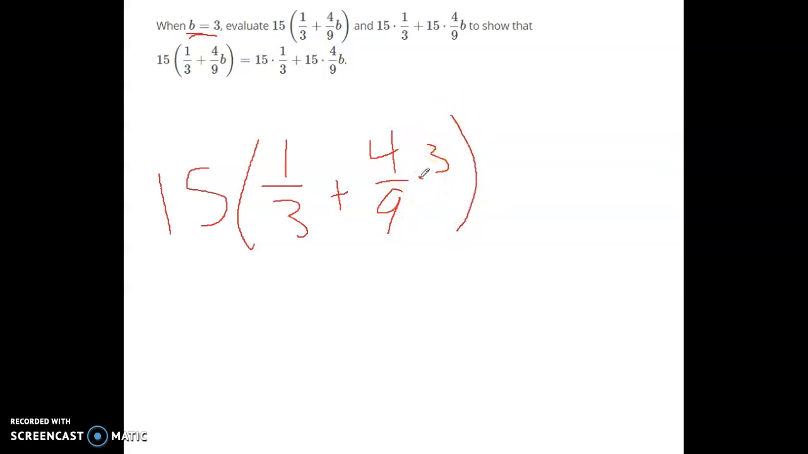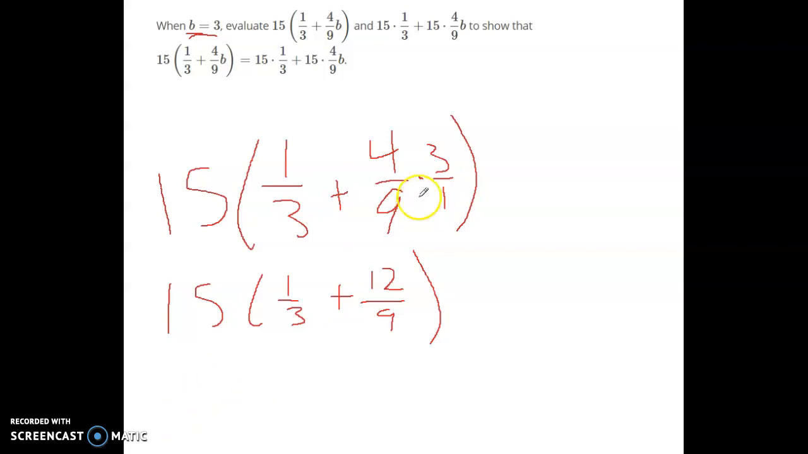I need to start with parentheses and reduce those down to a single number. So 4/9 times 3, I'm going to write 3 as a fraction to make that easier to compute. So 4 times 3 is 12, 9 times 1 is 9, top times top, bottom times bottom. Within the parentheses, there's now one operation left to do, and that's the addition.